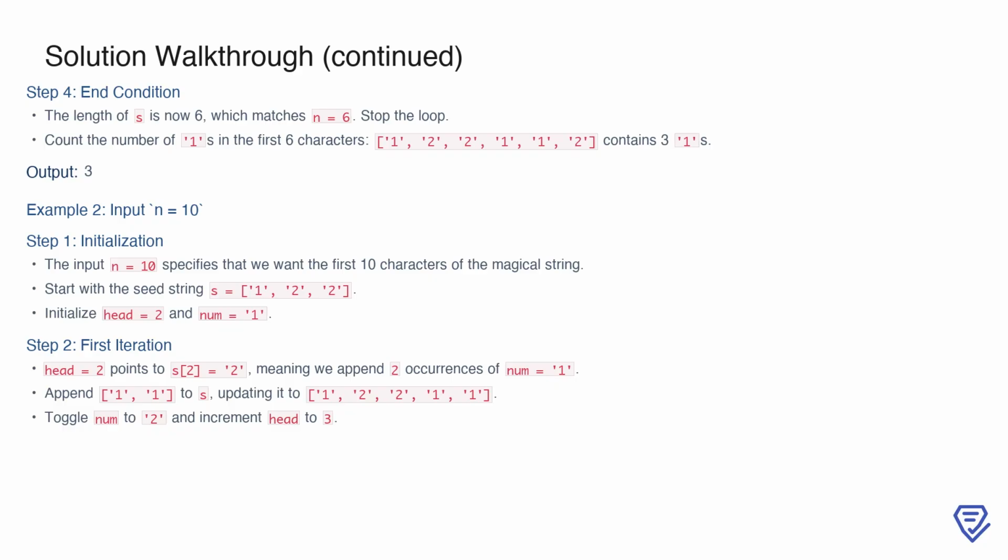We start with the same seed string s equals 1, 2, 2, and initialize head to 2 and number to 1. For the first iteration, head points to s[2], which is 2. This means we append 2 occurrences of number equals 1 to the string. After appending 1, 1, the sequence becomes 1, 2, 2, 1, 1. We then toggle number to 2 and increment head to 3.